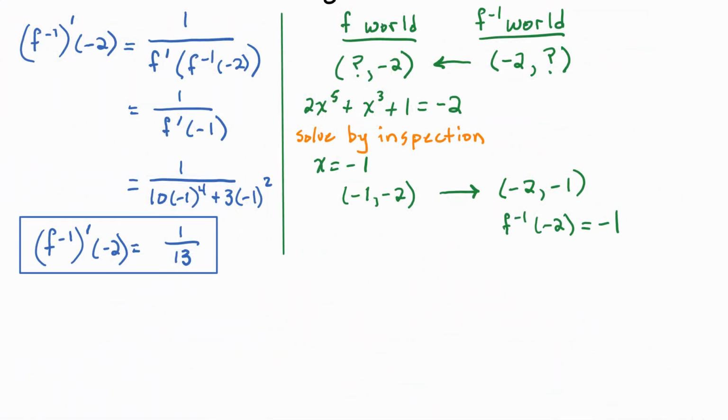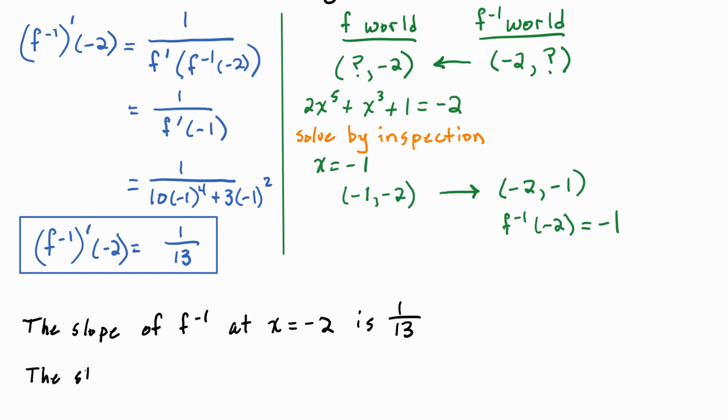And I want to make sure that you understand what this is telling us. This value tells us that the slope of f inverse at x equals -2 is 1 over 13. So that means we know the slope of f at x equals -1, which would be the corresponding x value. X equals -2 in f inverse world corresponds with x equals -1 in f world. And we know that the slopes are reciprocals, so that slope is 13.